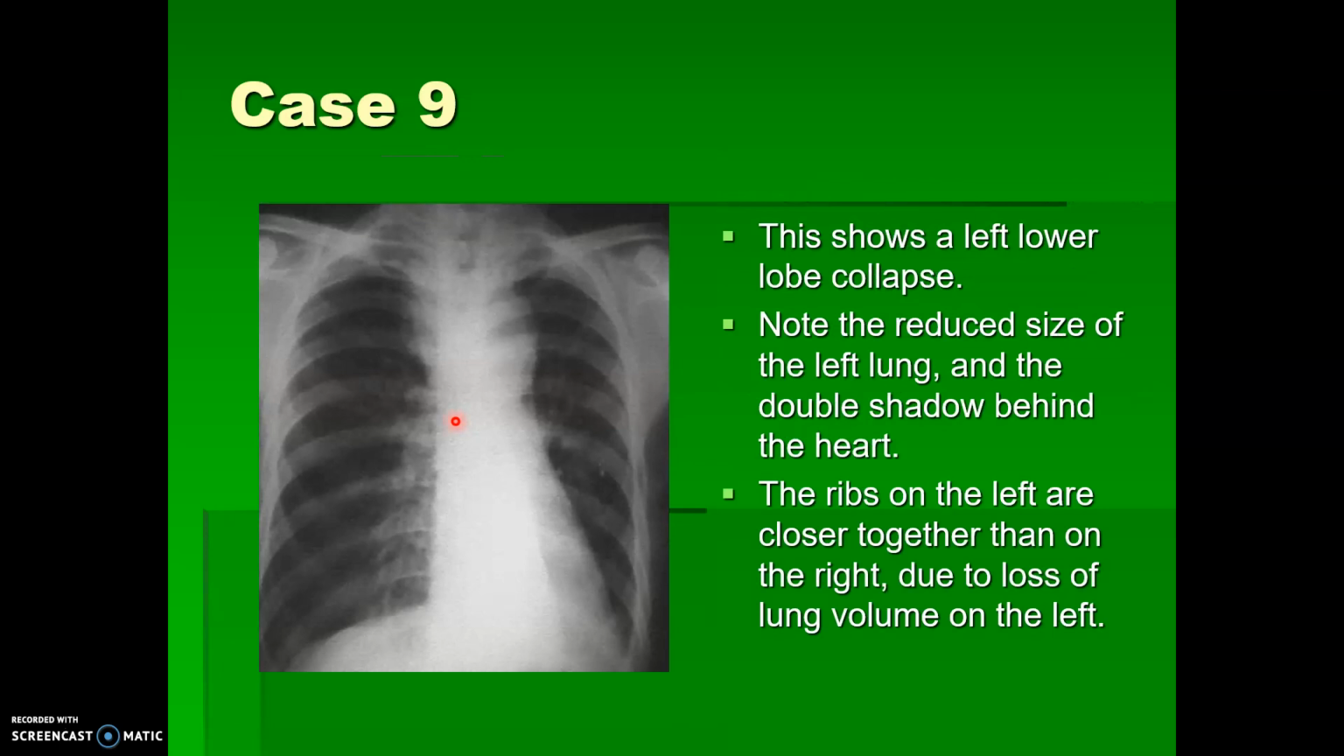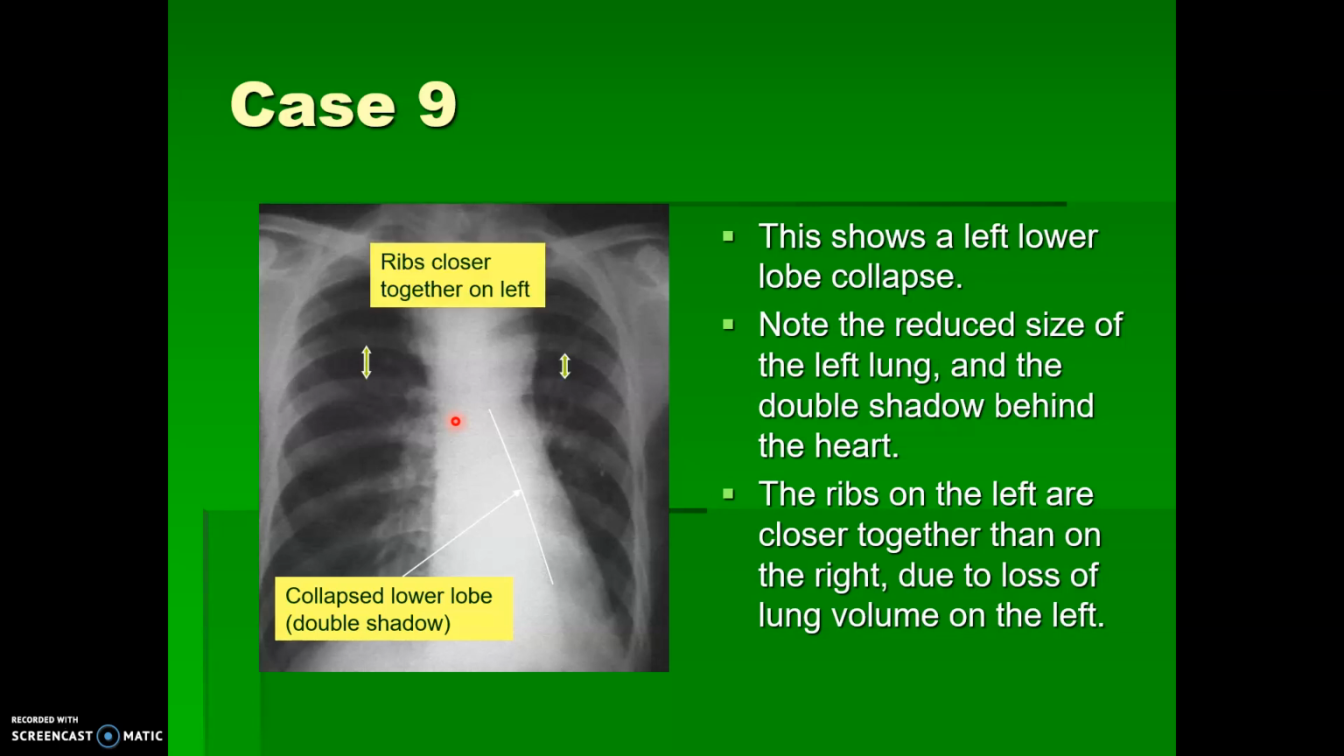So I pointed you in some directions. This actually shows a left lower lobe collapse. You can see that there's a reduced size of the left lung and a double shadow behind the heart. So you see the double shadow there now. Let's go back. Now you see it. If you look at the ribs, you can see that the spaces between the ribs on the left side is much smaller than the right. So there's loss of volume of that left lung.